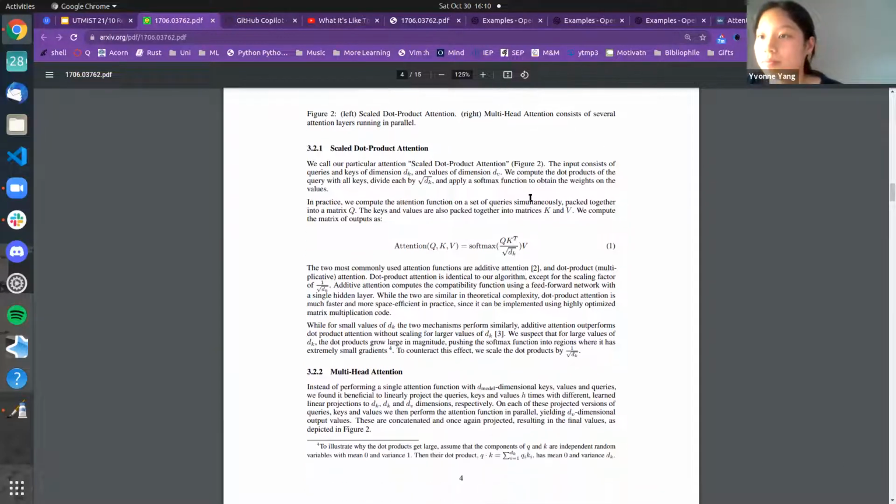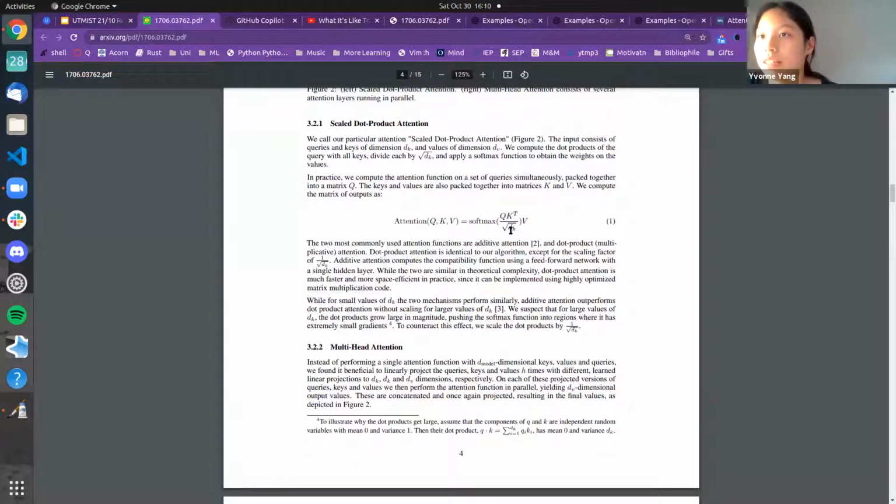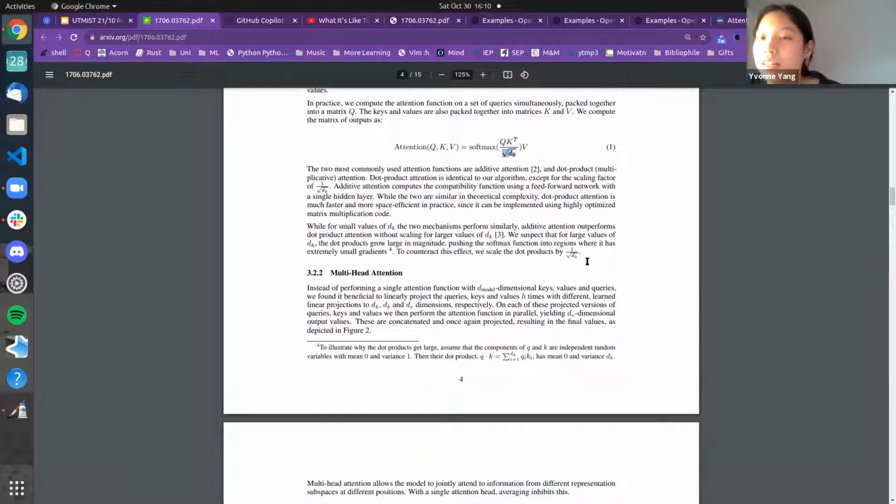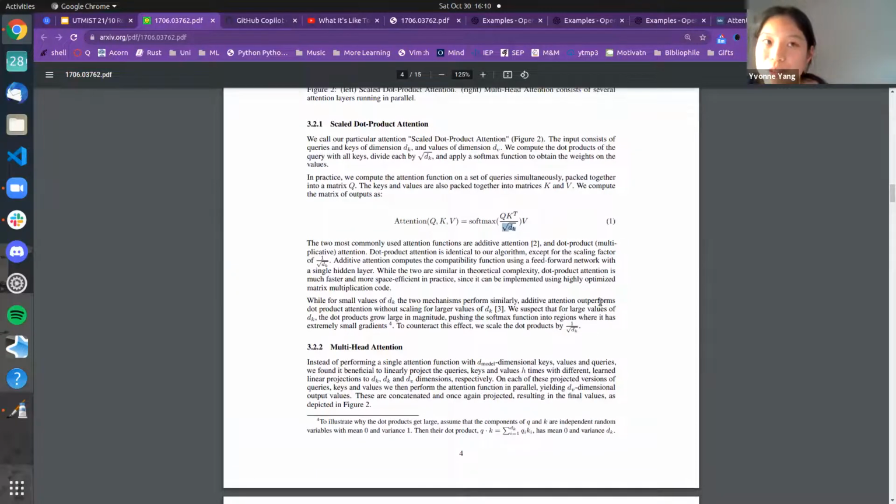And then they have to divide by this root d sub k value to basically normalize the variance, so it won't become too big and you won't be stuck in one of the small gradient parts of softmax.